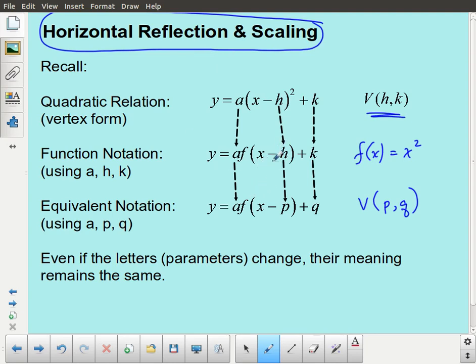Now, to be honest with you, the choice of these parameters is completely arbitrary. They are like our let statements. Let a represent such and such. Let p represent, let q represent, let k represent. So all we have to do is adjust our thinking and remember that these things have new definitions.